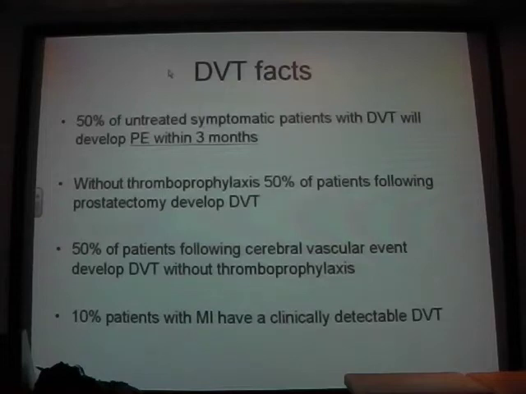Okay, so just some quick DVT facts. About half of patients with symptomatic DVTs, if it's left untreated, will develop a PE within 3 months. So that's quite a large proportion of people with DVTs. So if you can treat it, you're preventing them from having a possibly fatal episode.